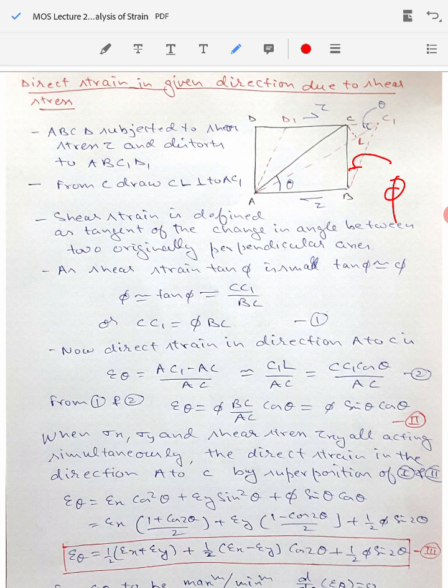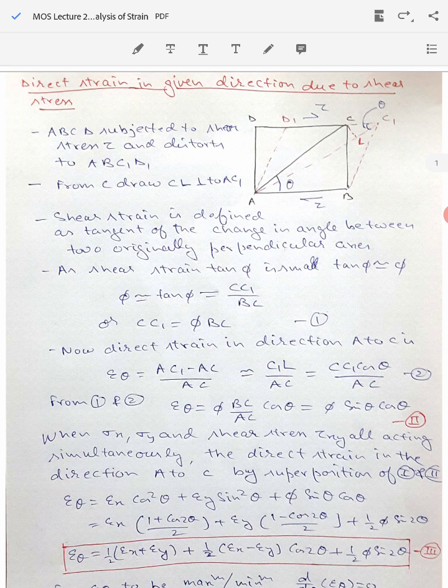If you look at the triangle BCC1, the tangent of phi will be CC1 divided by BC, and this will be approximately equal to phi. So from this we can obtain that CC1 is equal to phi times BC.